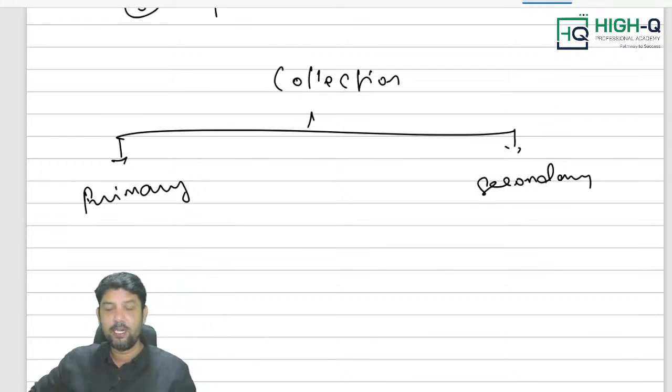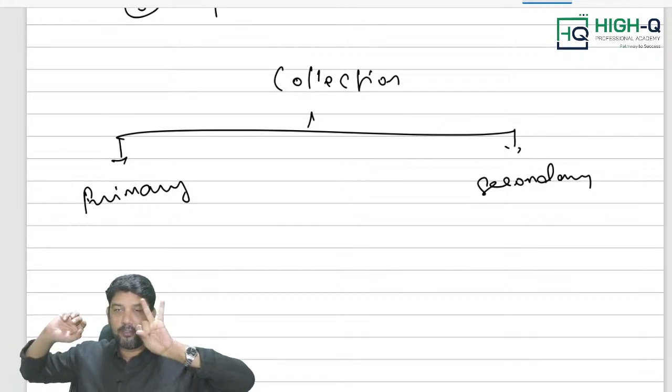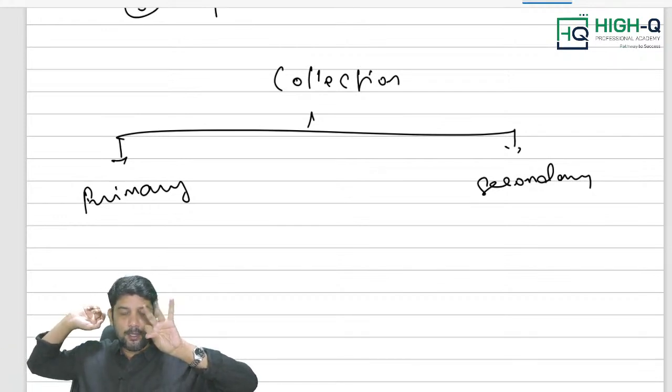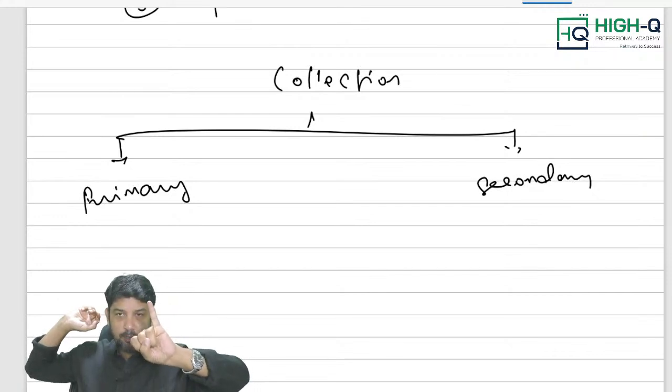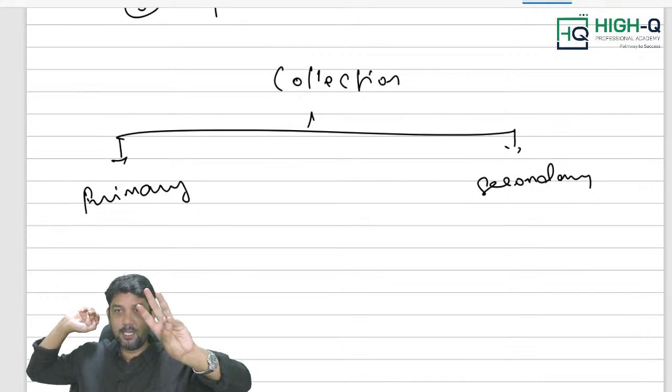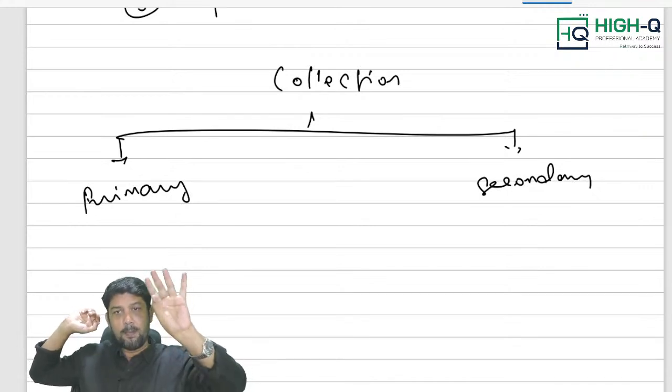Primary and secondary data. What is primary data? Primary data can be collected by the personal interview method, observation method, and mail questionnaire method.